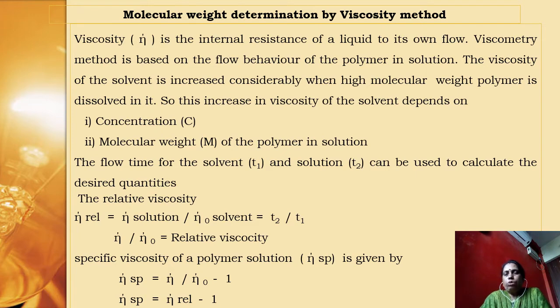The next one is how the molecular weight is determined by the viscosity method. Viscosity is usually represented by the symbol eta. It is the internal resistance offered by a liquid towards flow. The viscometry method is based on the flow behavior of the polymer solution.